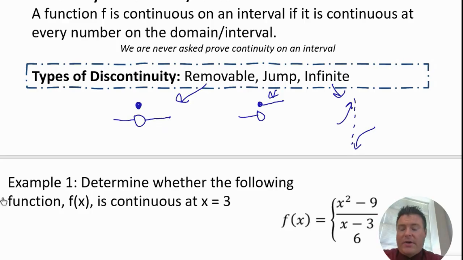Then, I kind of skipped a little bit, but continuity on a domain. We can only talk about continuity inside the domain. We can't actually talk about it outside the domain. For example, if we have a square root function, we can only talk about continuity for all zero and positive x values.